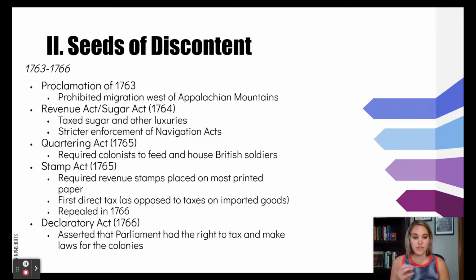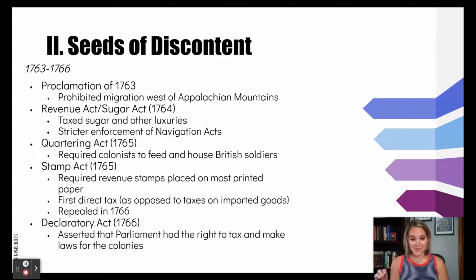We have the Revenue Act, also known as the Sugar Act, which not only implements new taxes but also begins to enforce the Navigation Acts. The Quartering Act requires the colonists to feed and house British soldiers. The Stamp Act requires official documents to have a tax paid and a stamp on them. This is the first direct tax, whereas the other ones were taxes on imported goods, which mostly would have been paid by the merchants. And that will be repealed.